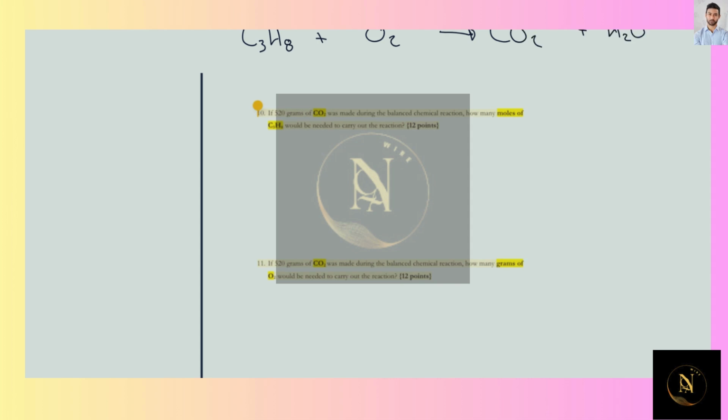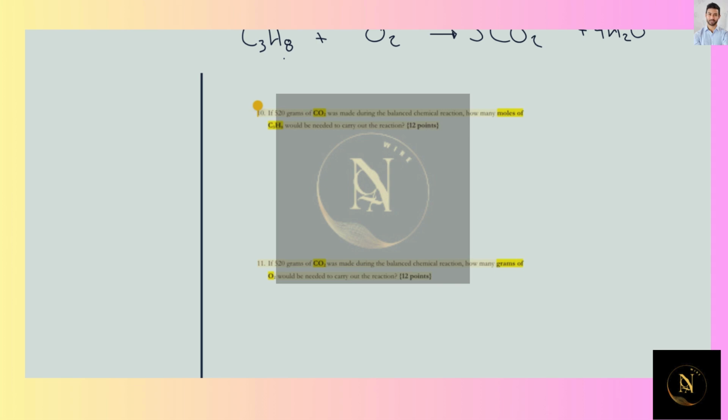The first thing that we're going to do is to balance the number of carbon atoms. In this case, we have 3 carbon atoms on the left-hand side, so we need to multiply this factor by 3. Now, let's balance the hydrogen atoms. We are going to have 8 on the left-hand side, so we need a factor of 4 over here.